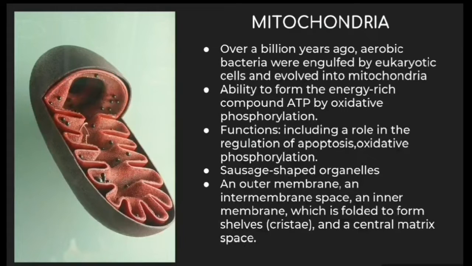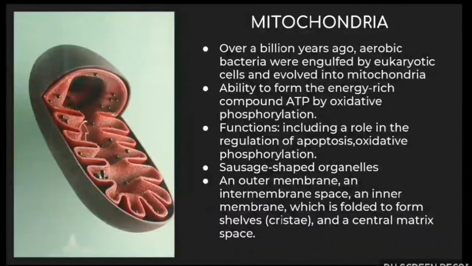Moving on to mitochondria. Over billions of years, aerobic bacteria were engulfed by eukaryotic cells and evolved into mitochondria. The functions of mitochondria are regulation of apoptosis and oxidative phosphorylation. Oxidative phosphorylation is a process where glucose is converted into pyruvate. Mitochondria are sausage-shaped organelles, so they look like sausages.